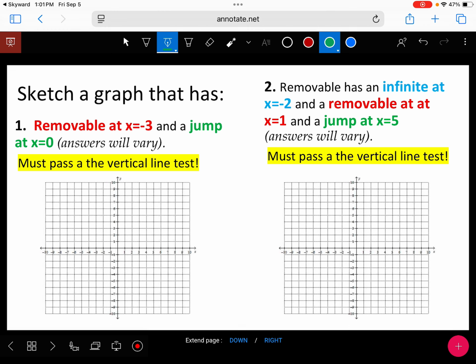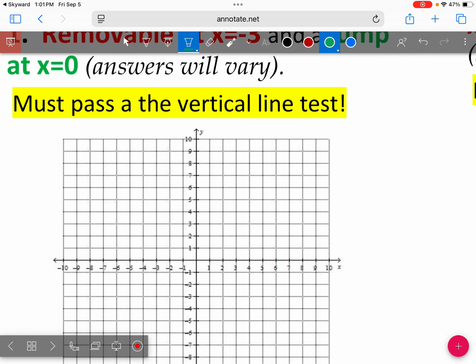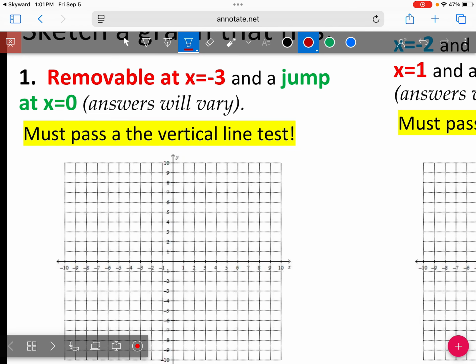So we have 2 different discontinuities for the first one. So looking at number one, it is telling us that at -3, so I'm just going to highlight where it should occur. So along this line of -3, I need to have a hole somewhere on that line. It doesn't matter where I put it. You can pick any y value.